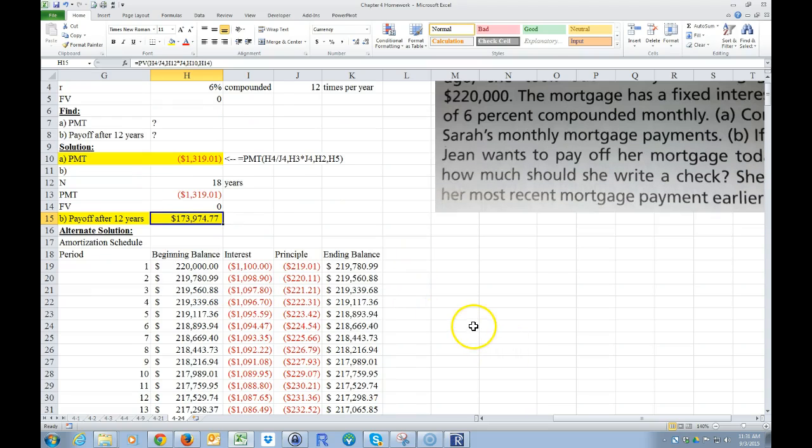Okay, so that's how to do an amortization schedule. You might want to go in there and slow the video down and see what I did because it's actually not that hard to do, and it's useful to know how to do an amortization schedule for yourself.